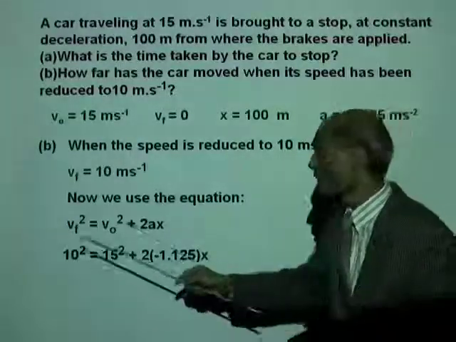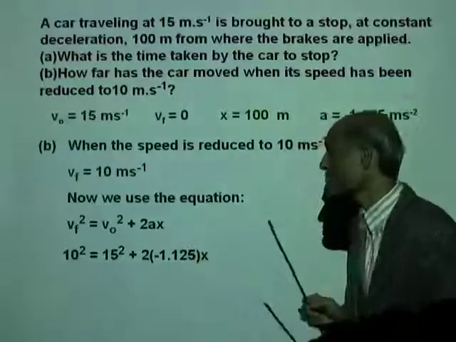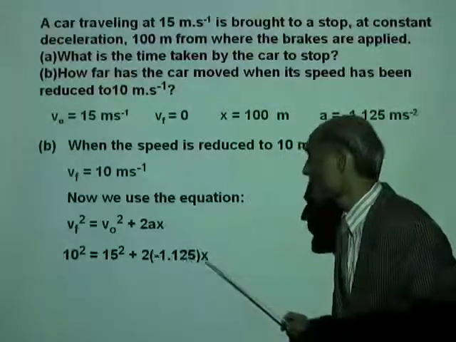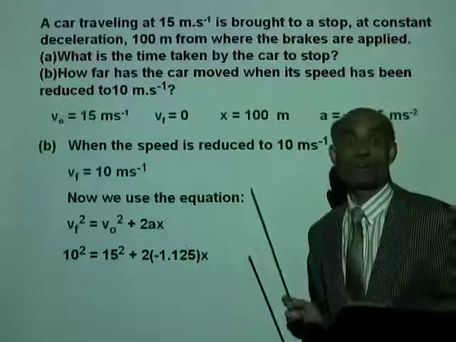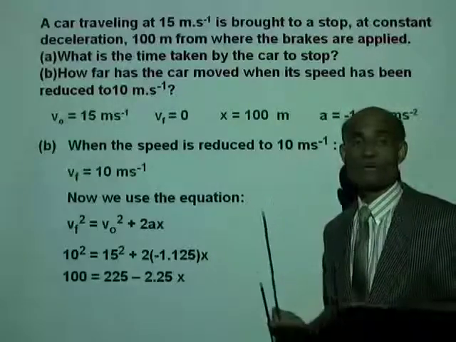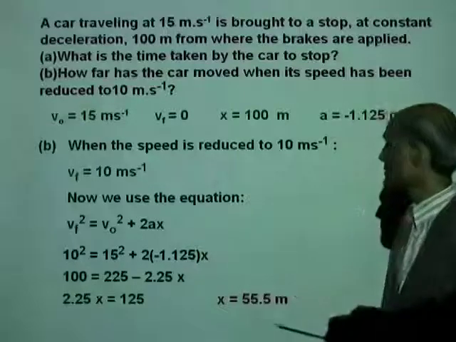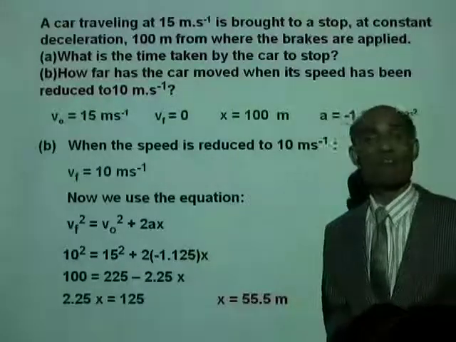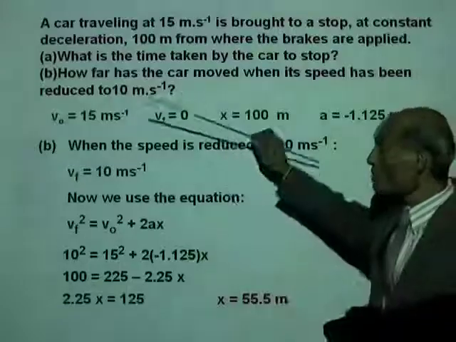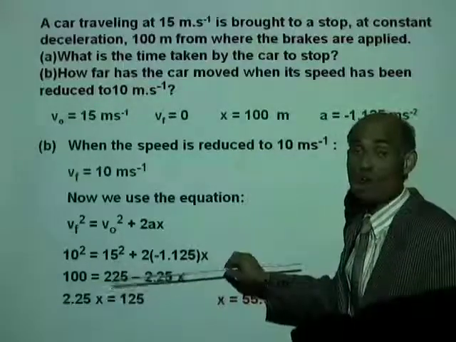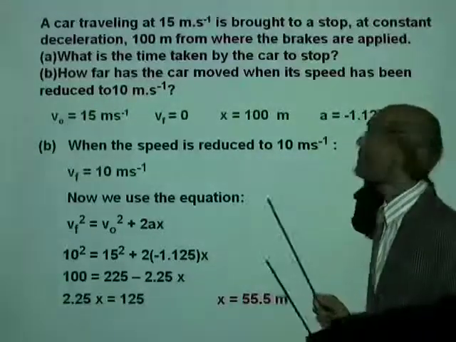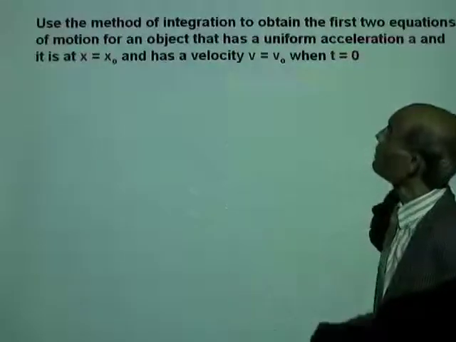Alright, I'm going to leave it for you. I will just show you the steps, simplify this, and solve for x. Alright, that gives you x equal to 55.5 meters. Now you need to do all these problems on your own, okay? Alright, let's do one more problem.